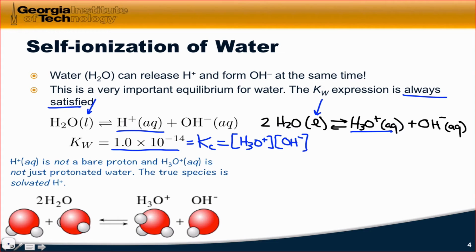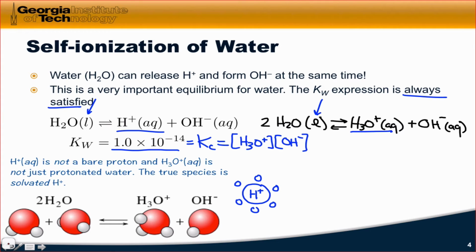And just as a quick reminder here, remember that H plus aqueous is not just a bare proton, and H3O plus is not even just protonated water. The true species is more like a solvated cation that we saw in the discussion of dissolution. It's more like a proton surrounded by many water molecules all coordinating to the proton to stabilize it.